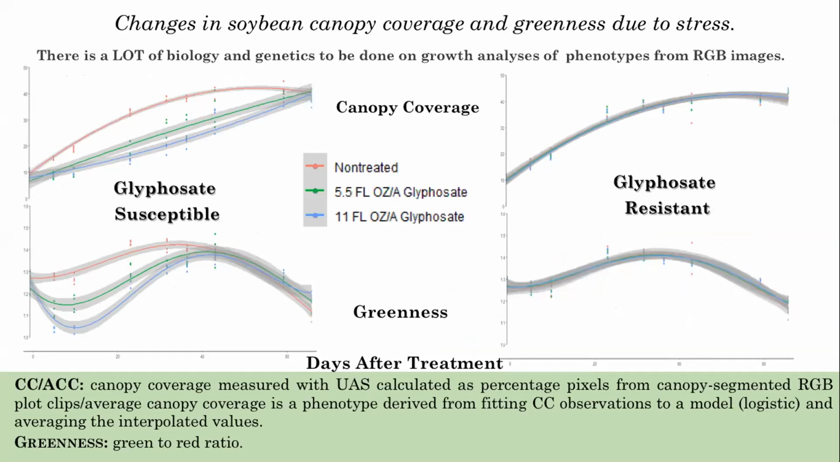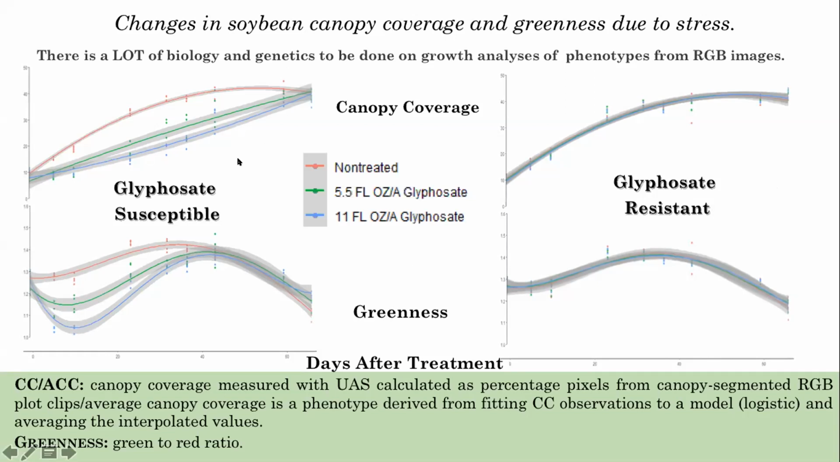So I was saying there's a lot of biology and genetics to be done on growth analyses from phenotypes of RGB imagery, and this is just an example of that. I have some experiments going on where we're using different dosages of various herbicides on soybean to simulate stress. It is a stress, and we're using herbicides for two reasons. One is I feel like it's an easier stress to manage than pathogens. There's a lot more complexity in inducing a disease, or even inducing an abiotic stress like drought stress. And so we're using herbicides, plus herbicide tolerance is just an important trait in soybean.